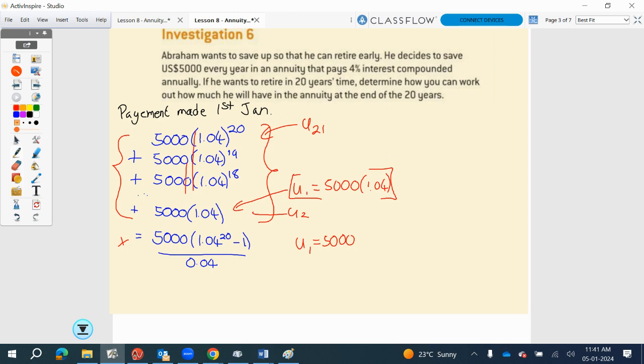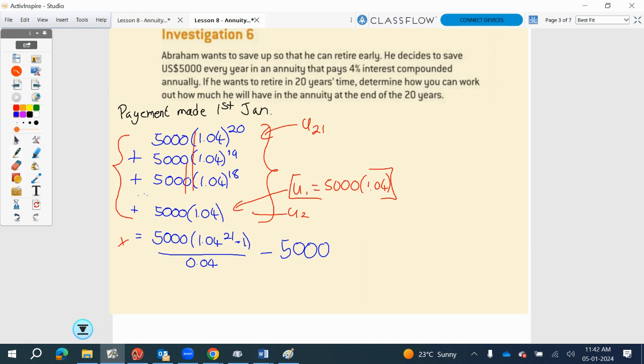So we could fix this problem because if this is the 21st term, we need 21 terms. And then we take away U1 because we're not putting money in on the final day, the 1st of January after the 20 years. This would give you the answer here.